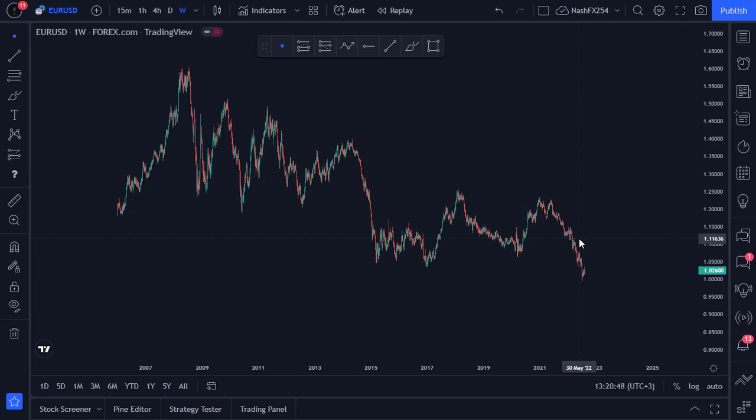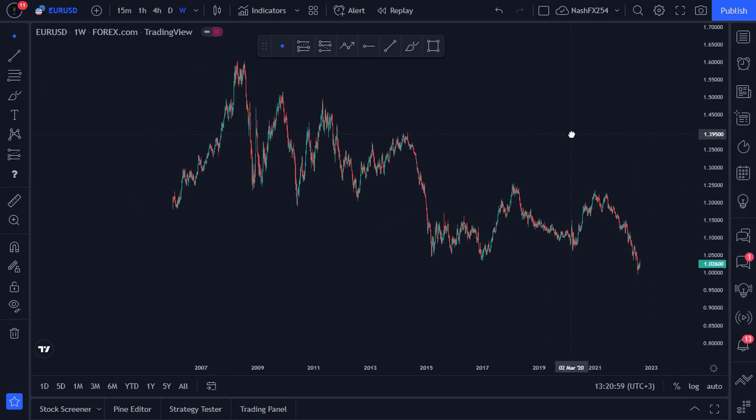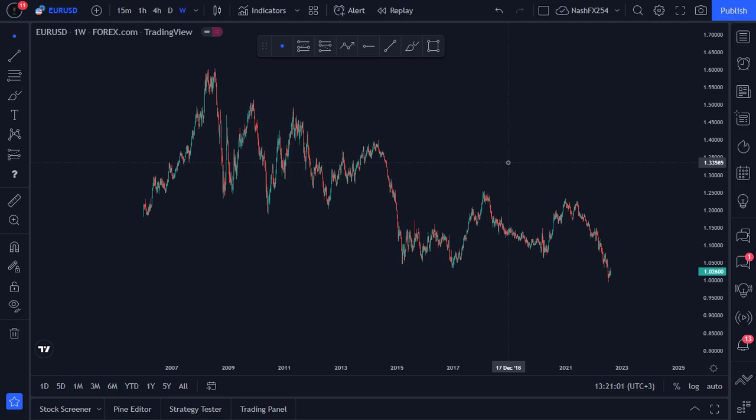So today I'm going to analyze a few pairs with you guys. Okay, we start with euro dollar, pound yen, euro pound, and silver. So first let's start with euro dollar.